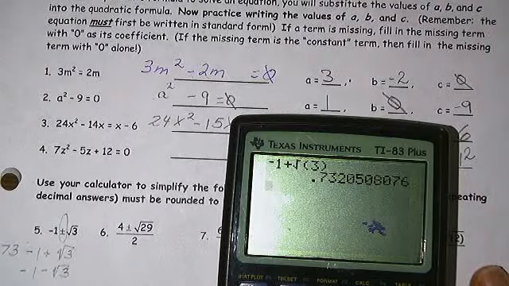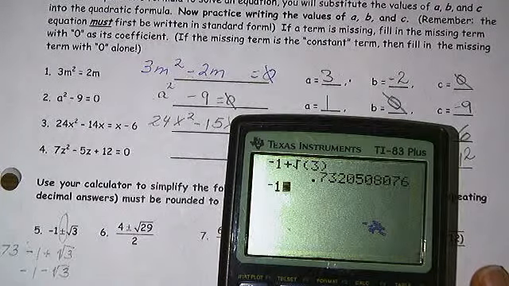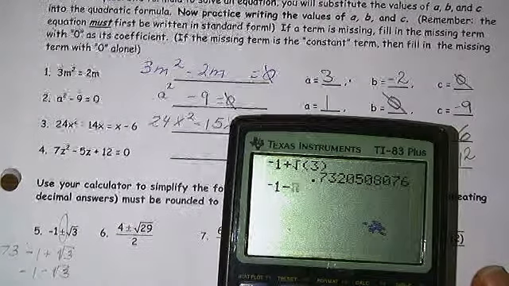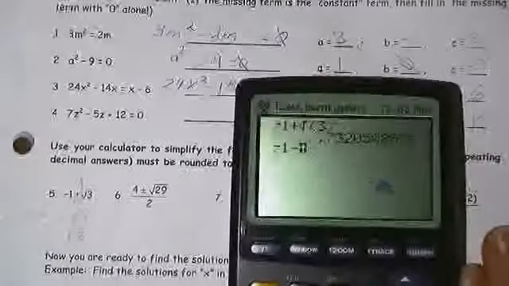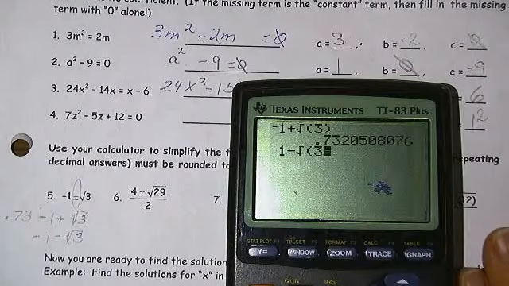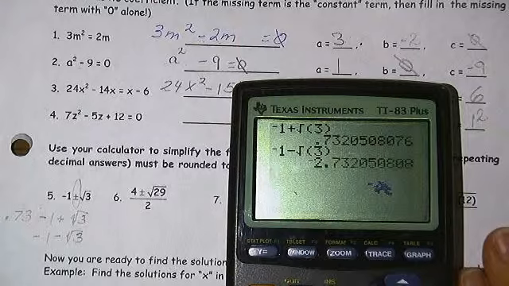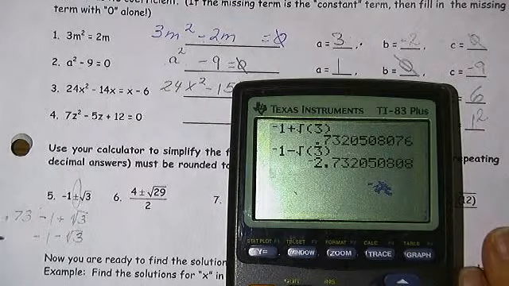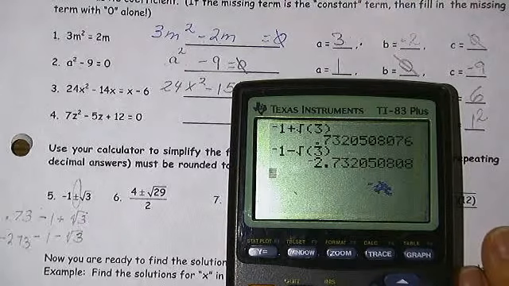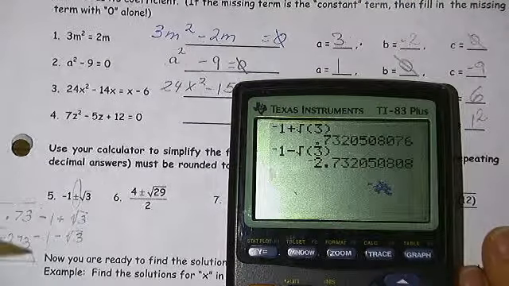And negative 1 minus the square root of 3 is negative 2.73. And there are the answers. We will continue.